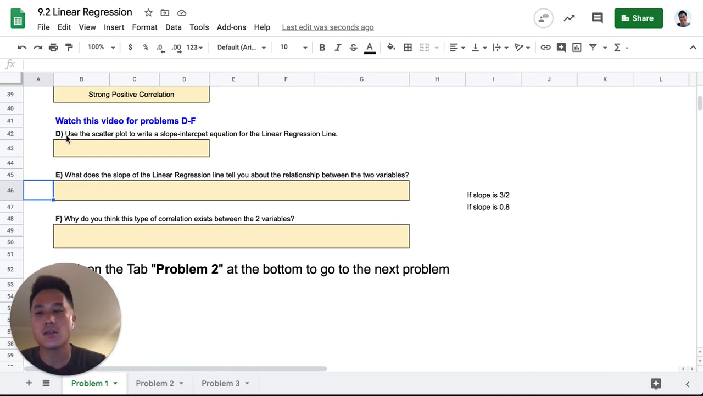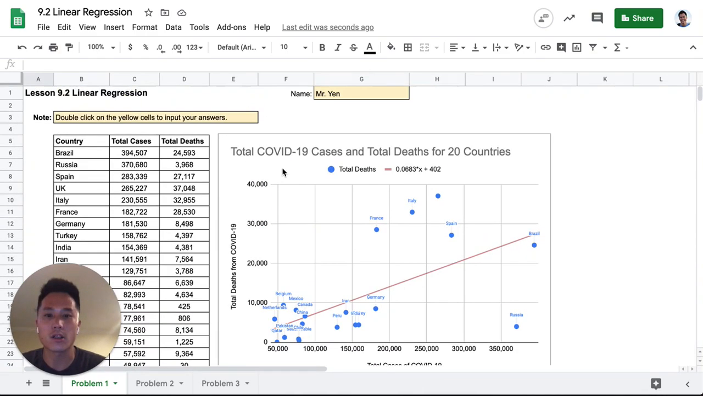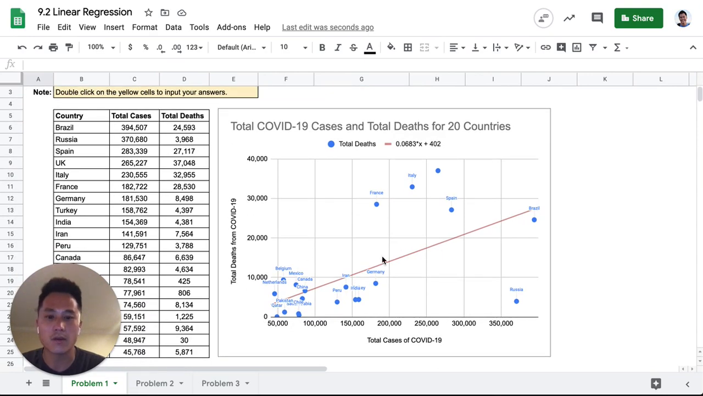D asks us to use the scatter plot to write a slope-intercept equation for the linear regression line. The linear regression line is this red line right here. It's the line of best fit. And we can use the scatter plot because the scatter plot actually calculates the equation for this line for us, and it's right here.